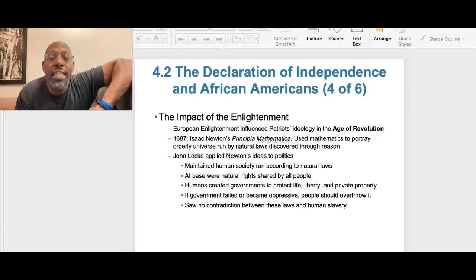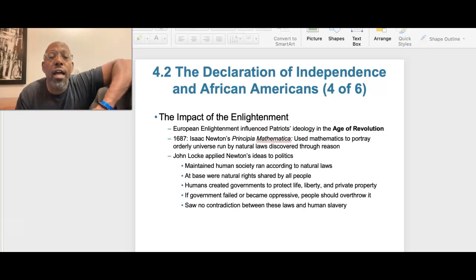In 1687, Isaac Newton's Principia Mathematica used mathematics to portray an orderly universe run by natural laws discovered through reason. So this is a period where we see a move from a kind of religious inclination to more of a scientific analysis of how the world works.